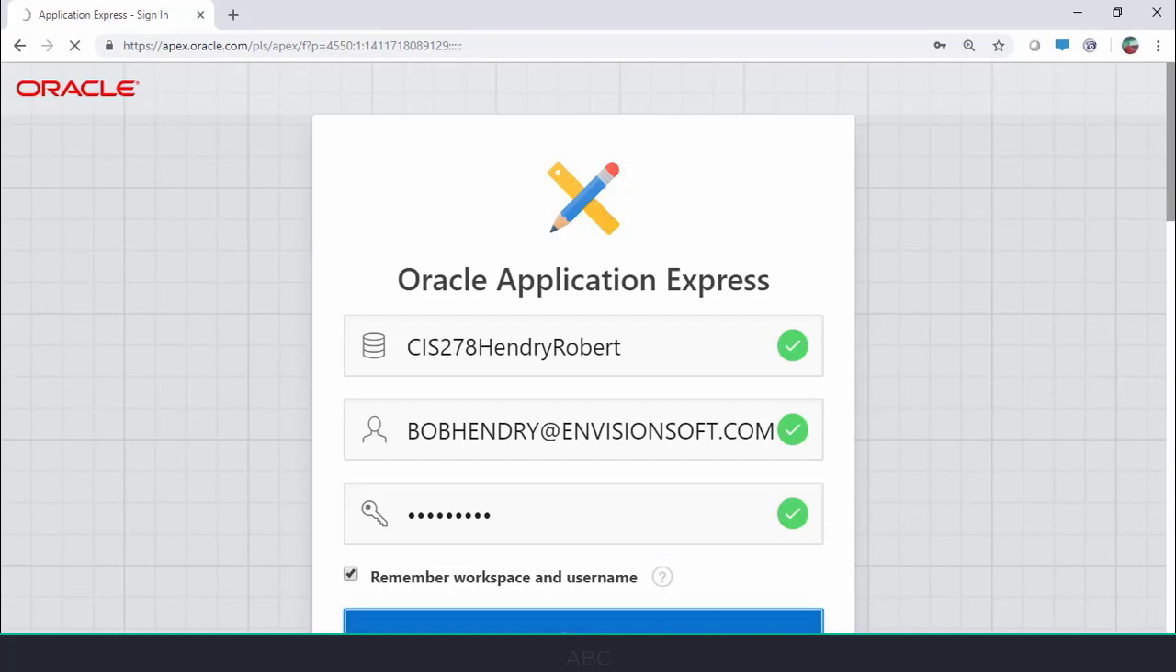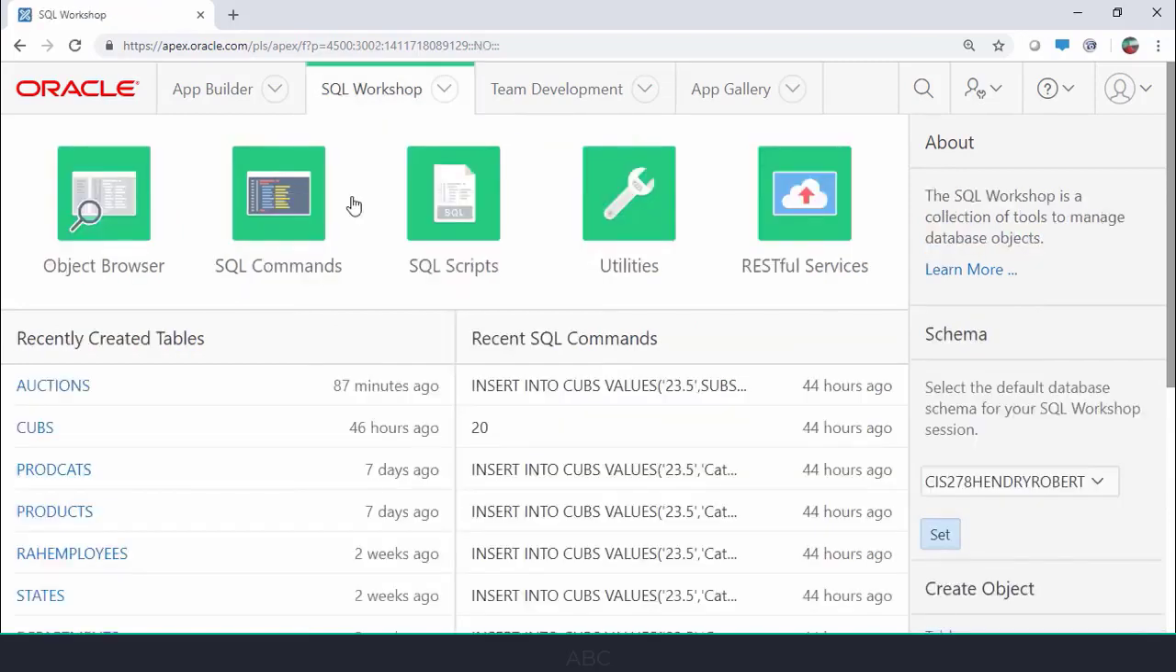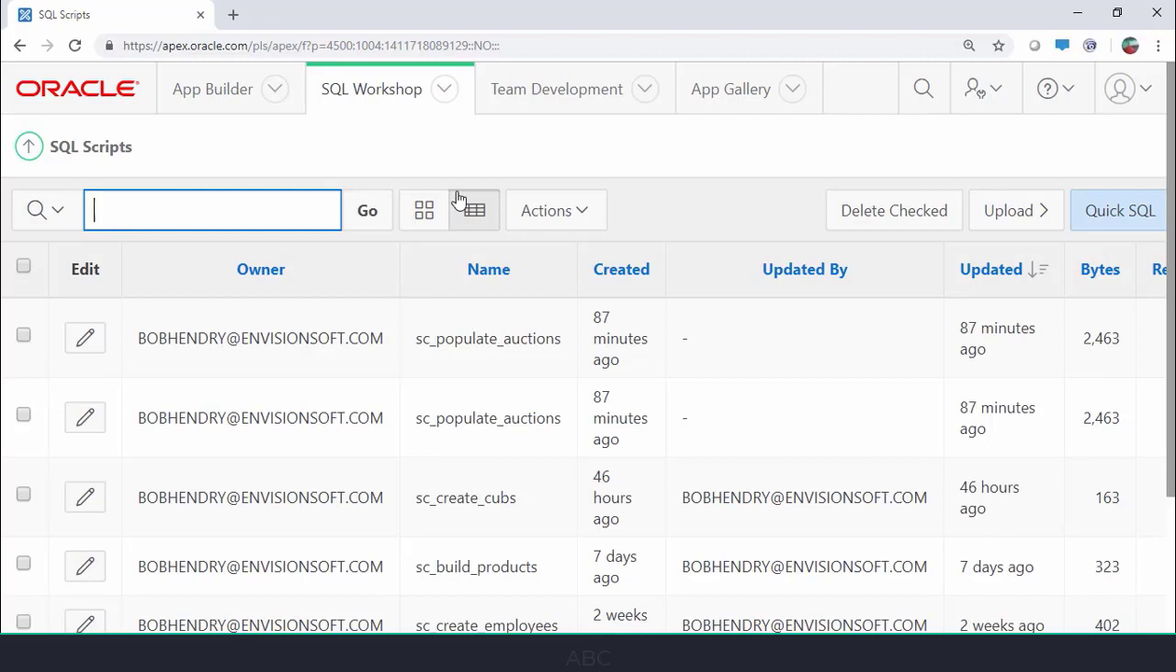And let me show you how you can get some test data. What we've been doing so far is working with some tables, but not with a lot of data in them. So I wrote a script here, and I'm going to have to find some way to either email you the script or you could get the script from me, but we'll figure that out. I'm going to go into SQL Workshop, and then from here, I'm going to go to SQL Scripts. I wrote a script that we're going to use for some test data for today. I named it SC Populate Auctions. So I'm going to click on Edit.